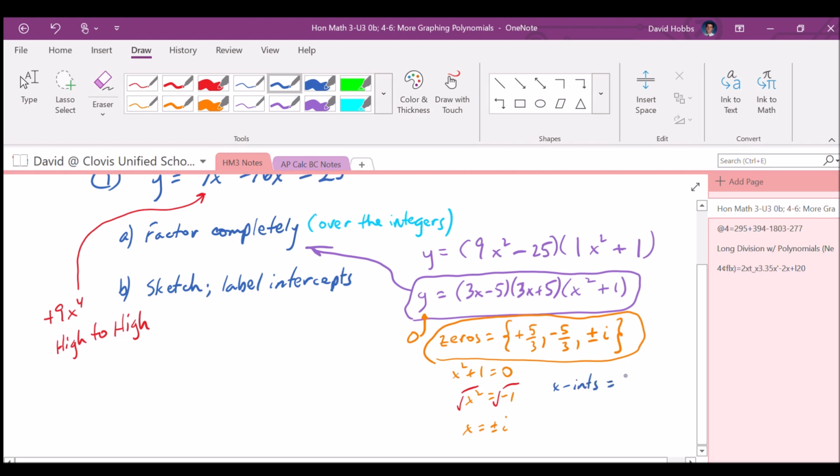How many distinct x-intercepts do we have? We have 2, because x-intercepts must be real. So the only x-intercepts we have are the positive 5/3 and the negative 5/3. Okay, so I think we're ready to sketch.